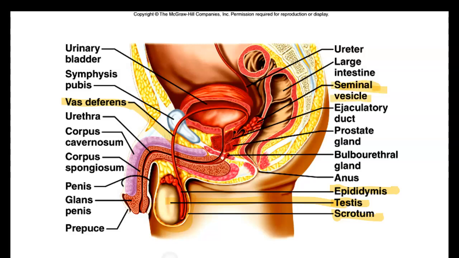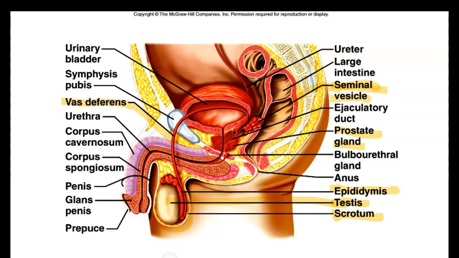So up here you're going to have that seminal vesicle. That's what's going to come in and add more fluids to this area here. As it goes then through the ejaculatory duct, it's going to go through the prostate gland. That's going to add more fluid. And so we see that prostate gland here.